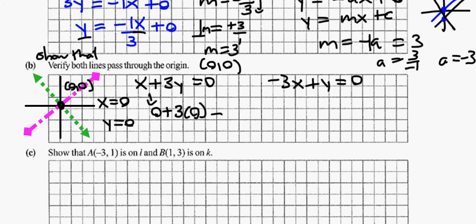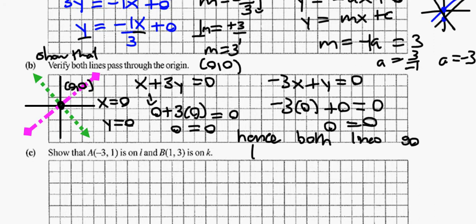So equation L will therefore become 0 plus 3 times 0 equals 0, so 0 equals 0. Equation K will become minus 3 times 0 plus 0 equals 0. Therefore, we're replacing both with 0, and 0 equals 0. We can see that the origin balances both equations, therefore both lines go through the origin.